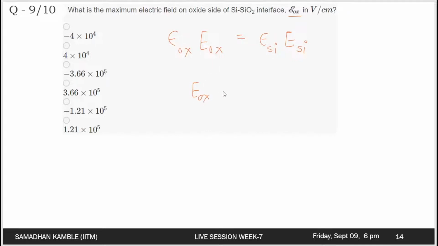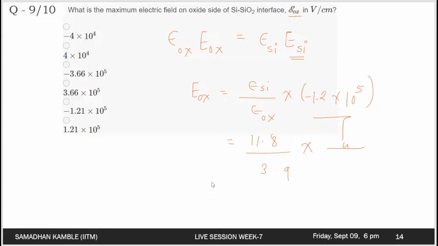So E_ox is nothing but the permittivity of silicon divided by the permittivity of the oxide region, times the silicon side electric field, that was minus 1.2 times 10 to the power 5 volt per centimeter. And if we substitute the values of epsilon for silicon, that is 11.8, and epsilon for the oxide, that was 3.9, we'll get the value of electric field on the oxide side E_ox as minus 3.66 times 10 to the power 5 volt per centimeter.